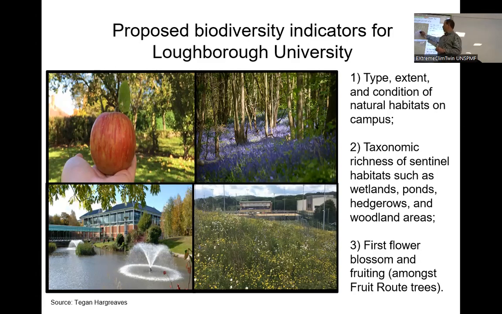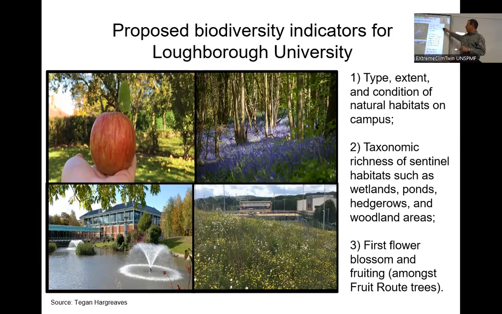So bluebell woods are a key feature of ancient woodlands in the UK, but they're under threat from a variety of factors. So even measuring the date of the first flowering or of the blossoms can tell you what's going on with that ecosystem. Recording the number of invertebrates in the many ponds and waterways on the campus is an indicator too.